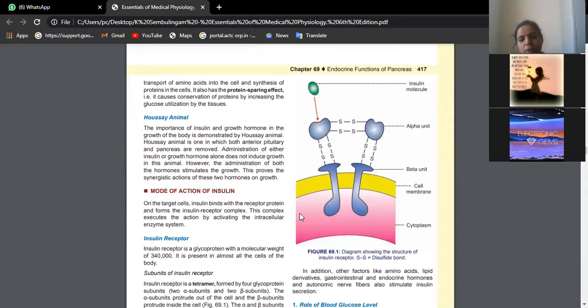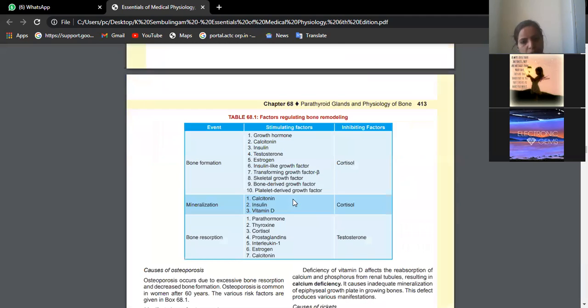Okay, fine. Now, do you remember when we were doing mode of action of hormone? Simple pictures also were given. I'll take you to that picture.